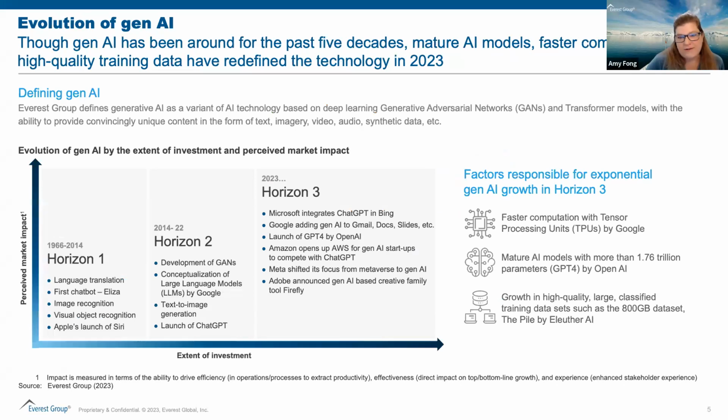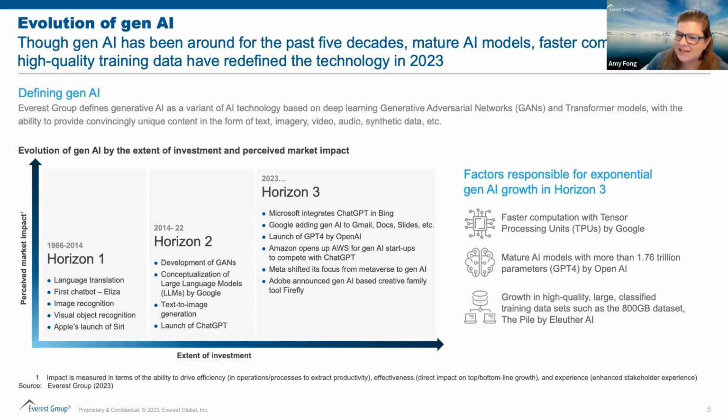The evolution of generative AI actually started a long time ago, and I think most of us in the public sphere have become aware of it more recently. But when you go all the way back to 1966, the first chatbot, Eliza, was created, and there was some image recognition, and Siri was launched around 2014, and then there's the next horizon, the building of ChatGPT and large language model conceptualization and text to image. And then finally in late 2022 and 2023, we started to see ChatGPT integrated into Bing, Google adding Gen AI to some of their core applications, launch of GPT-4, and others announcing Gen AI expansion that made it much more of a consumer accessible product and available for, I'll say, non-IT people.